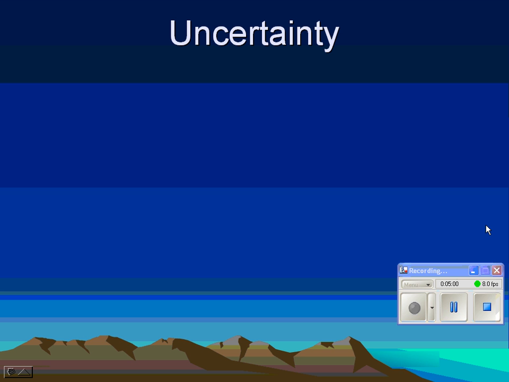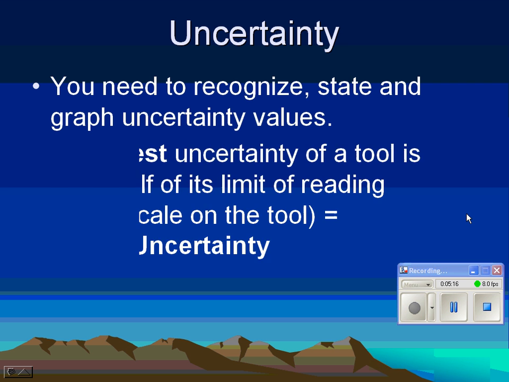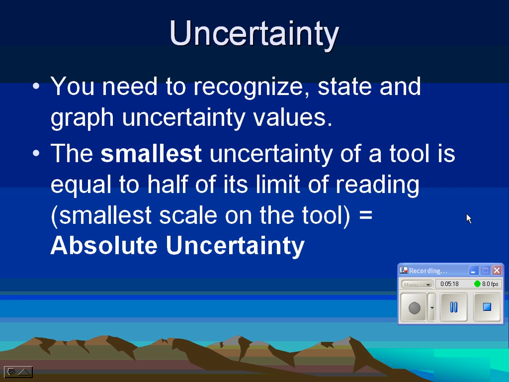We can do that. So uncertainty. In physics, you will need to be recognizing when uncertainty is occurring. You will need to be able to state and also calculate and graph values of uncertainty. Generally speaking, the smallest amount of uncertainty you can have, or the most precise you can be, using a certain measuring tool is equal to half of its limit of reading. The limit of reading is the smallest scale on that particular tool.